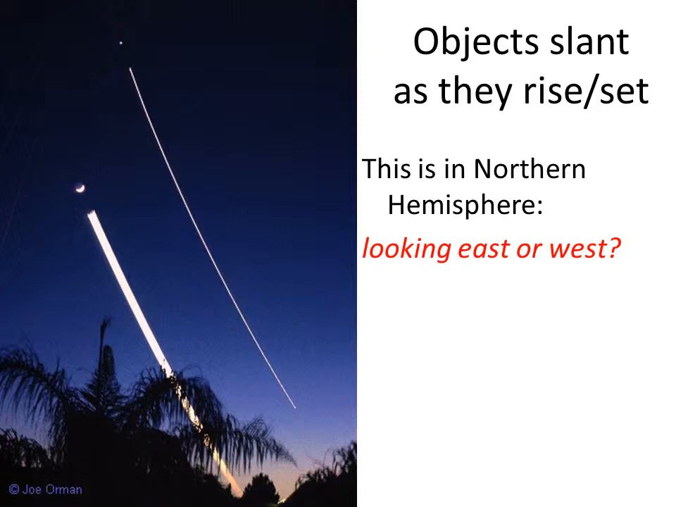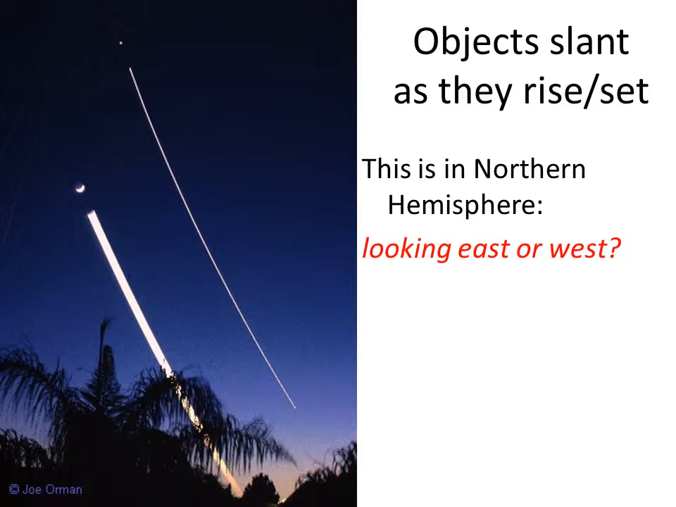These are two objects, and it's a picture taken in the Northern Hemisphere, and you see from the time-lapse the direction of the slant. And the slant is from the left to the right. You're in the Northern Hemisphere. Is this looking east or west?